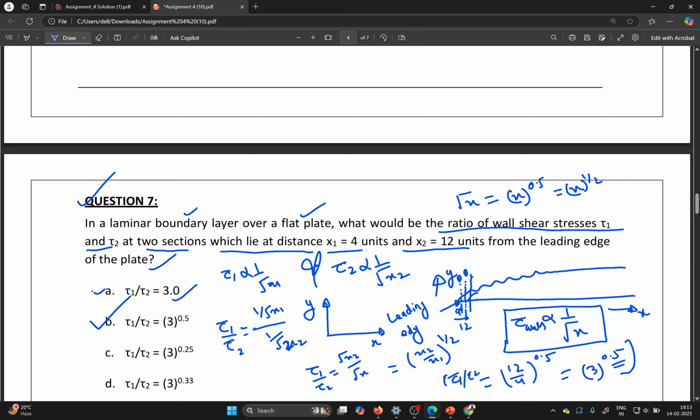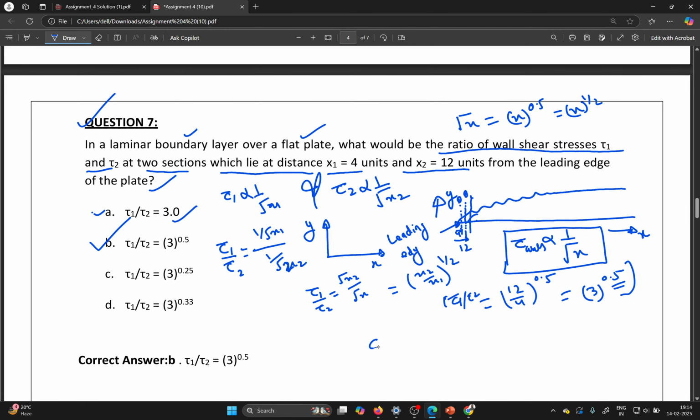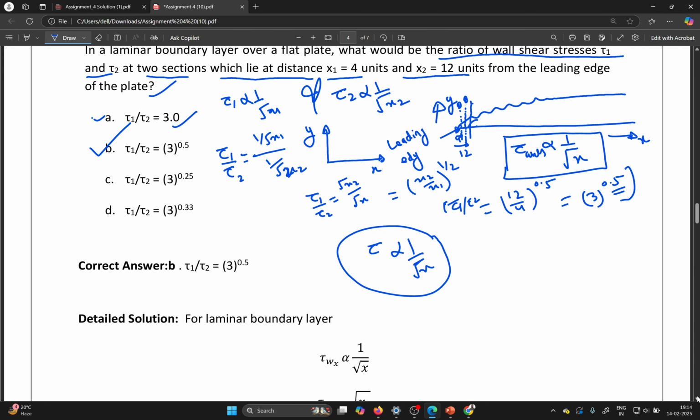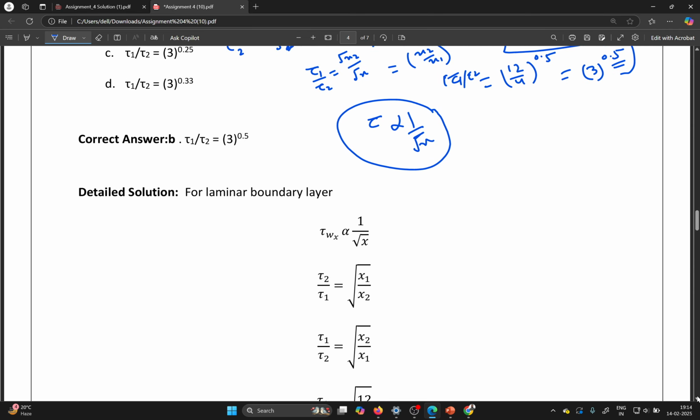Always remember please. This is the type of question you can expect in competitive exams also. Now we'll move on to the next question. Always remember the relation that shear stress in the case of boundary layer goes like 1 by root x. Remember always, for the laminar case, not for turbulent.